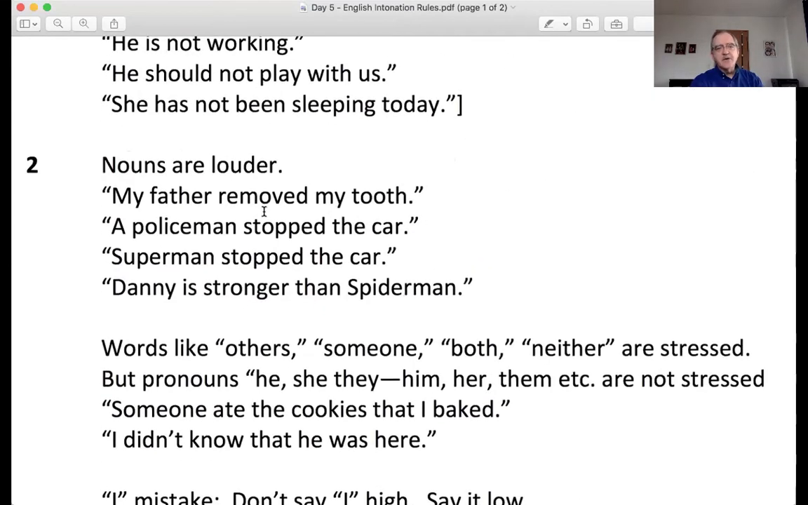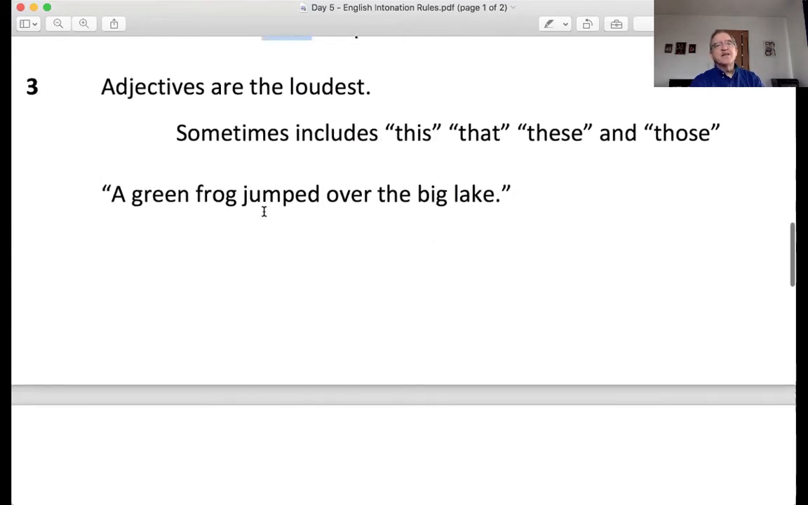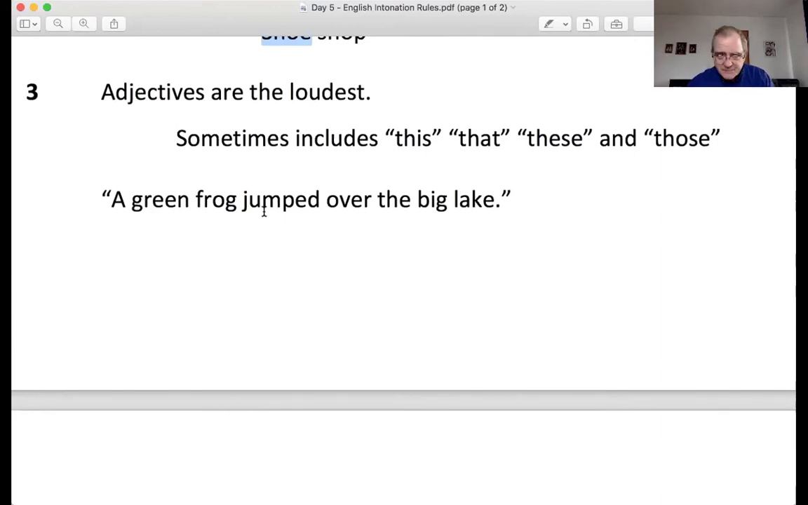The nouns are louder. The verbs are loud. The nouns are louder. Number three, the adjectives are loudest. Sometimes this includes this, that, these, and those. Let's look. A green frog jumped over the big lake. A green frog jumped over the big lake. Okay? Can you say that again? A green frog jumped over the big lake.